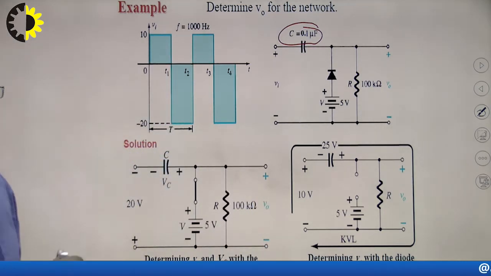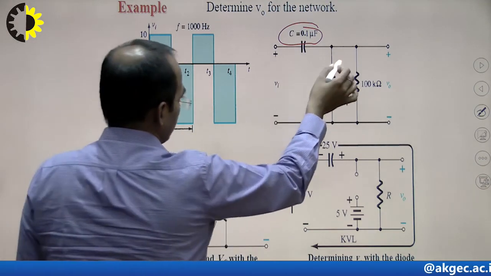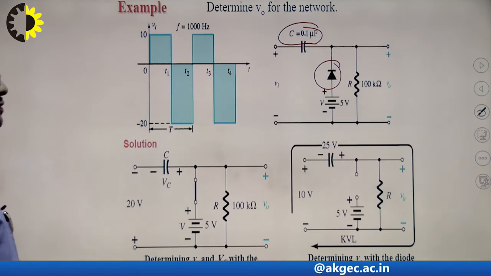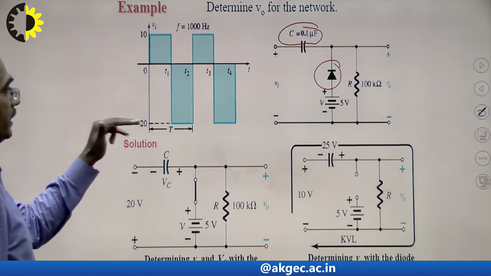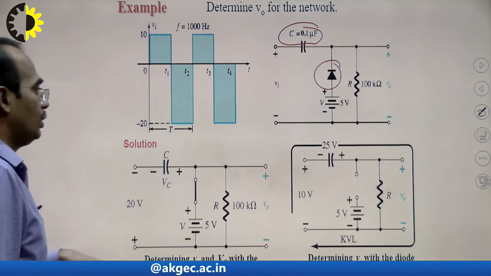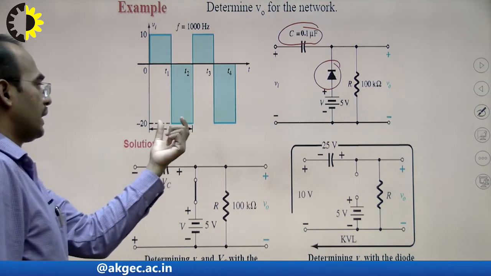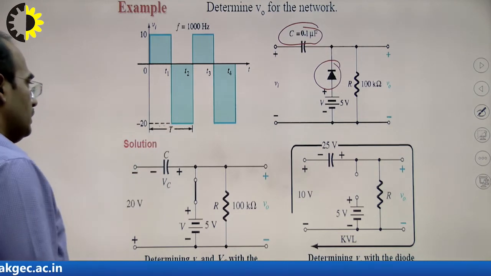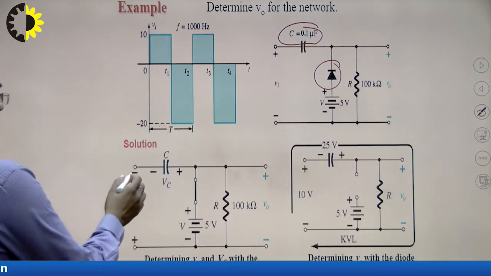Okay. First of all I will consider the half cycle when this diode is forward biased. This diode is forward biased for the negative half cycle. So I will consider this negative half cycle. Why have we put this minus 20 volt? Because for this complete half cycle I am giving the input 20 volt. So we have considered this minus 20.